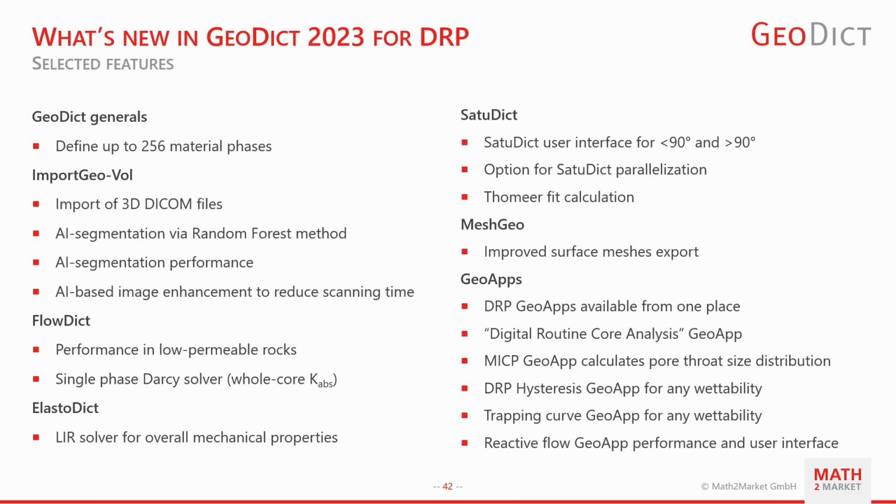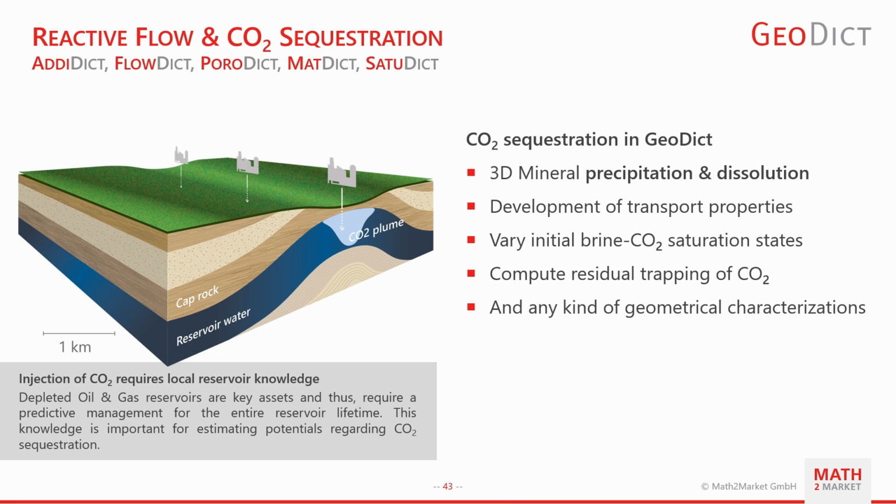And finally, we have improved the user interface and performance of the reactive flow GeoApps, while keeping an eye on the recent developments with respect to carbon capture and storage. Speaking of which, reactions, meaning mineral precipitation and dissolution, may alter the pore space, and with this, the transport properties of reservoir rocks. And since reactions triggered by CO2 injection are expected to occur in the range of years, digital approaches might be the best chance to obtain reservoir development insights in a shorter period of time.